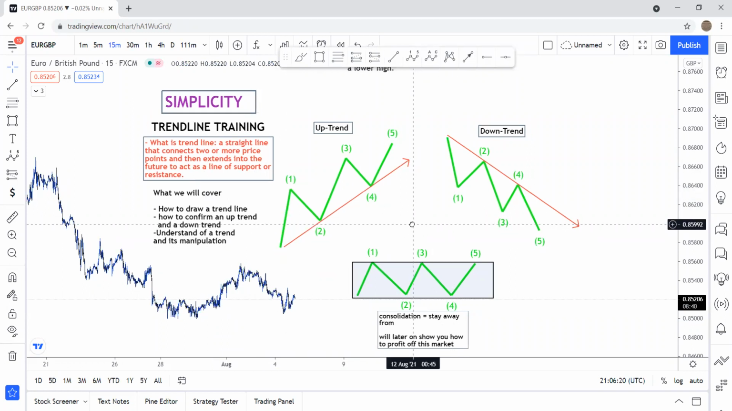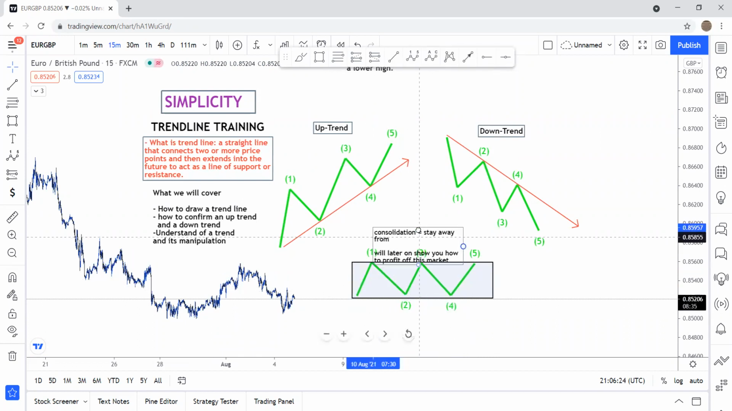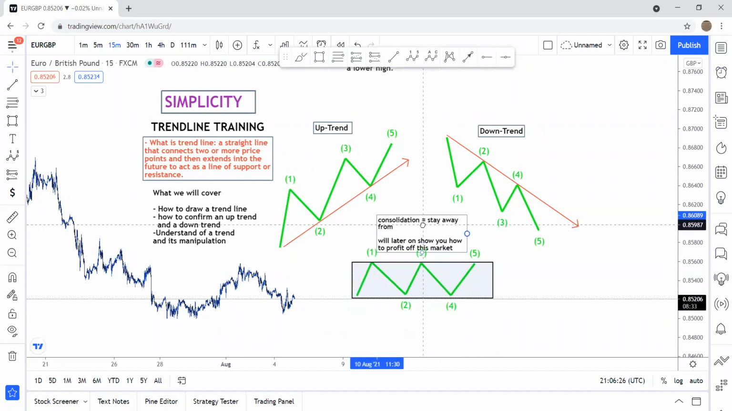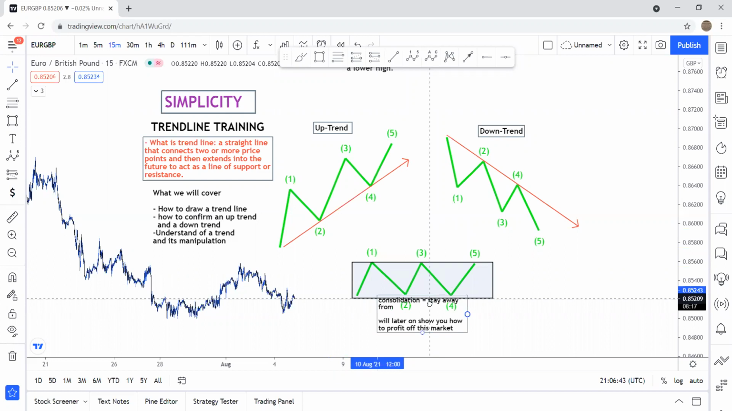So in the market, there's three types of trend. We have an uptrend, a downtrend, and a sideways market, which we call consolidation, which is a market that everyone is told to stay away from, right? Now, not in this training, but later on, I will be discussing how you can profit off this market, right? Because once price is moving, you can always make money, right?